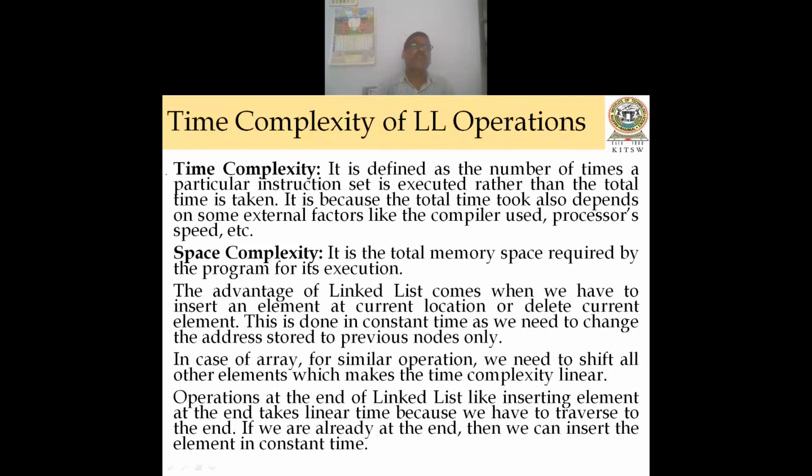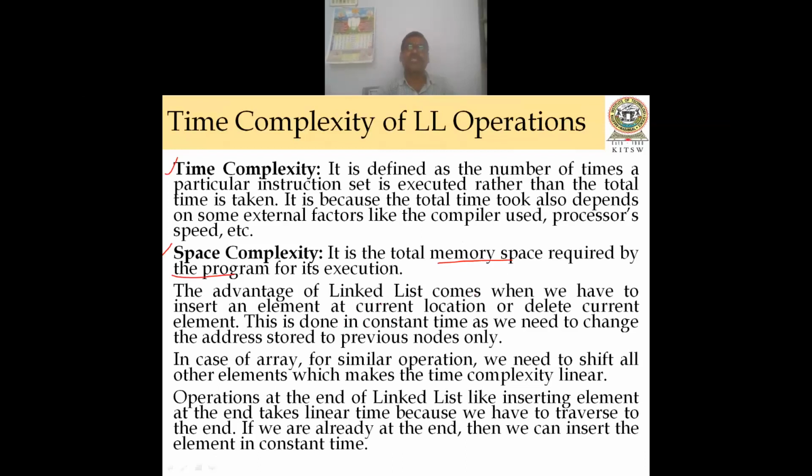We already discussed what is meant by time complexity and space complexity in the first unit itself. Time complexity is defined as the number of time cycles that a particular instruction set is executed. The total time taken depends on external factors like the compiler used and the speed of the processor. We are not considering that; we are just counting how many instructions there are, and assuming every instruction takes 1 unit of time for execution. Space complexity is the total main memory space required for the complete program execution.